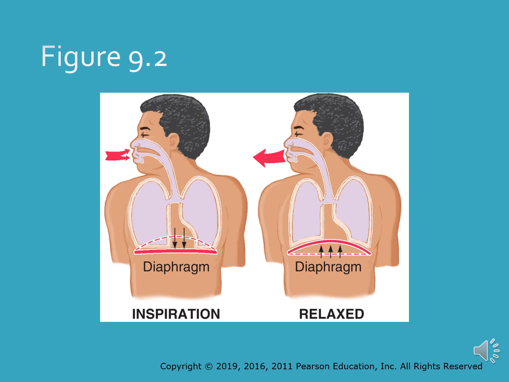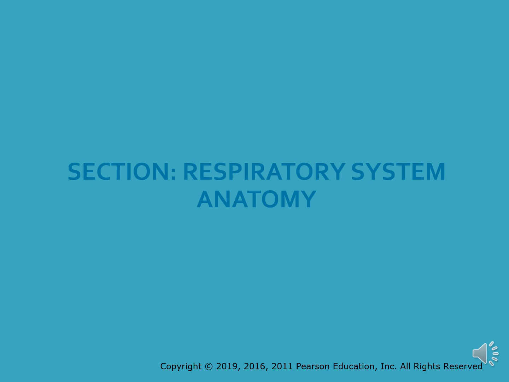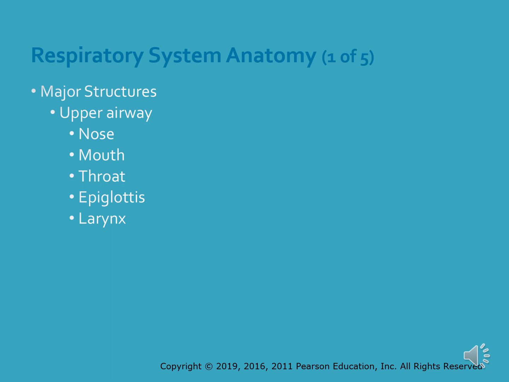Remember, the diaphragm contracts and moves downward on inspiration and relaxes and moves back on exhalation. In this next section, we're going to talk about the respiratory system anatomy. There are several important parts of the respiratory system that have already been discussed, however, the respiratory centers in the brain and the muscles of respiration, including the diaphragm and those between the ribs. Other major structures of the respiratory system include the upper and lower airways.